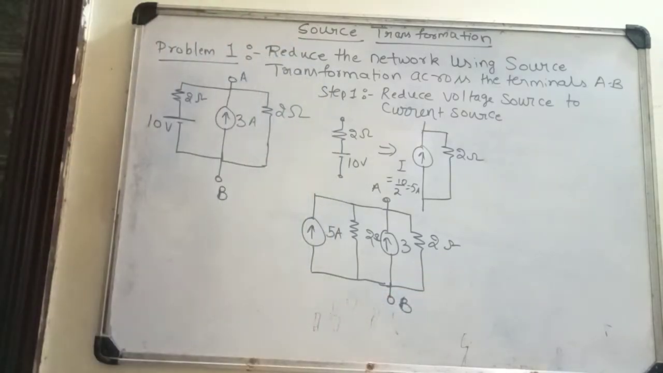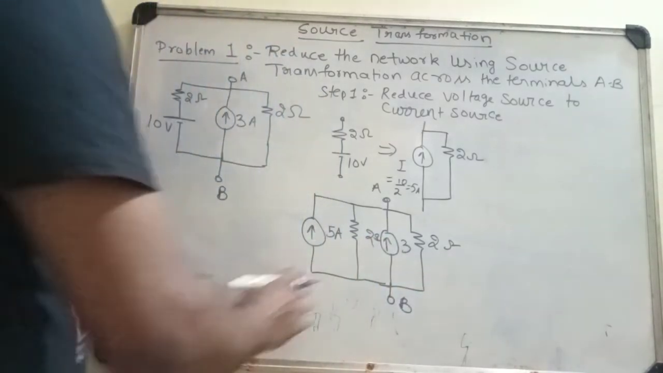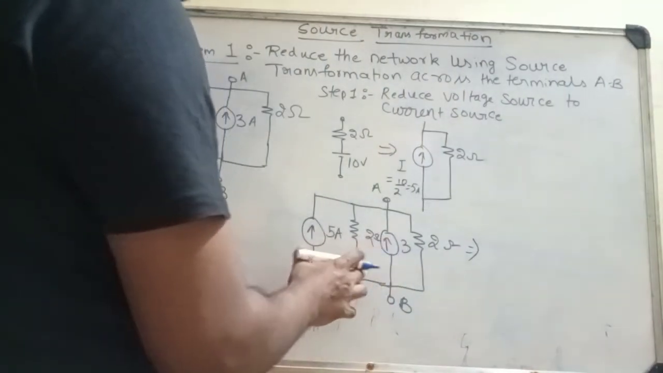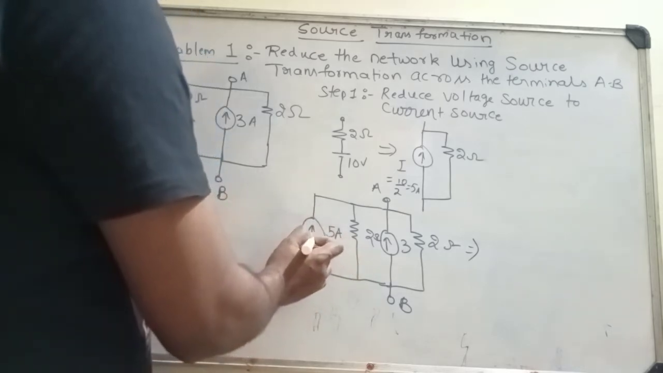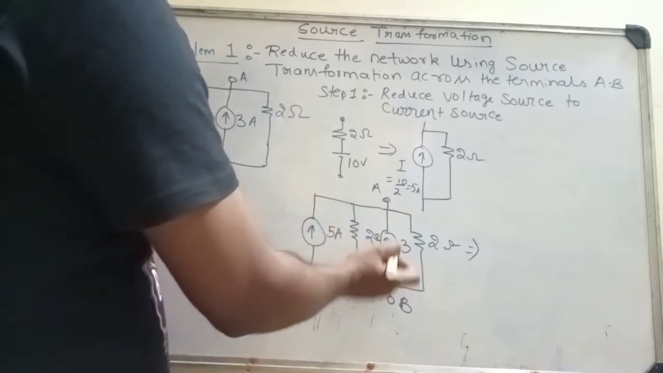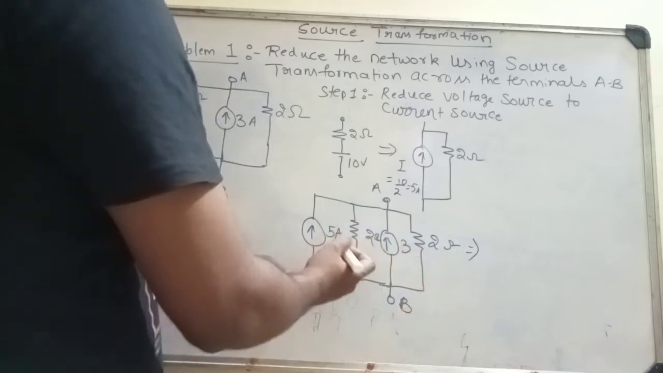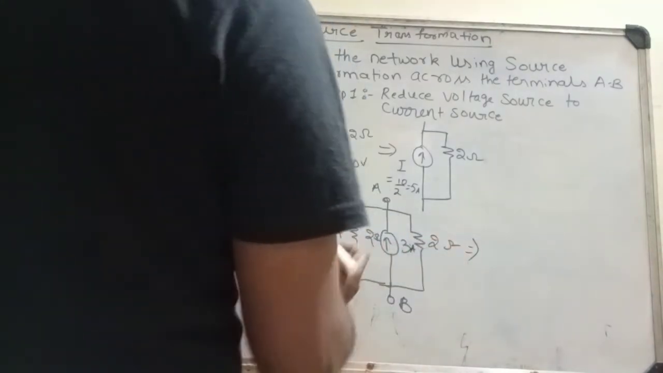Now you see the circuit has only current sources which are in parallel. Since two current sources are in parallel, we can easily add them. So see the directions. 5 amps is pointing up, 3 amps is also pointing up. So we can add this. So 5 plus 3, 8 amp.